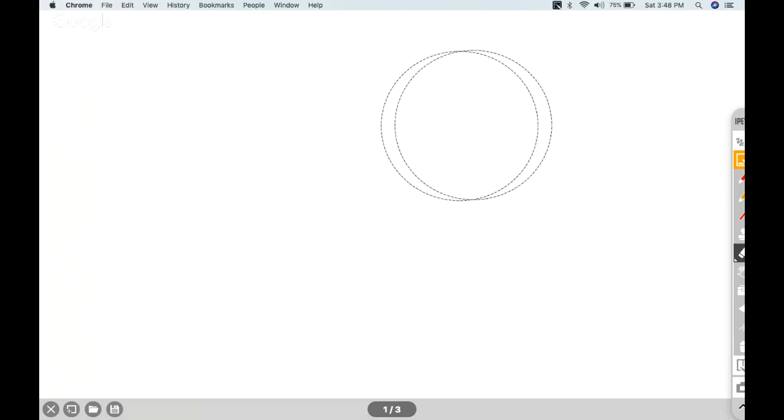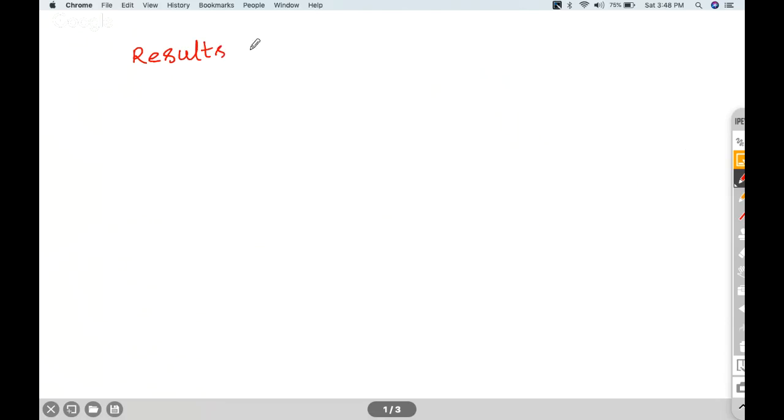So now I'll do a bit of theorems from the other part of the circles. So it's something like this. Now the topic is results on angle subtended by arcs.